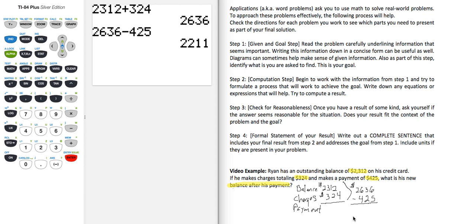What would not have been reasonable is if we had come up with a number larger than the 2,636 or a negative number, something like that. So when we subtracted here, we got 2,211. Seems to make sense, so let's write a statement that sums this up in a complete sentence. The formal statement of our result is that Ryan's new balance is $2,211.